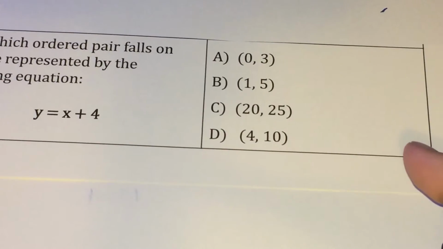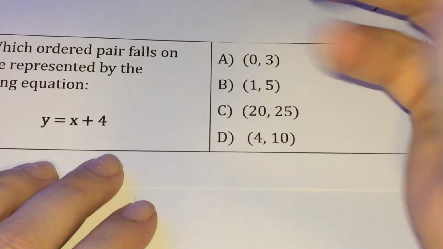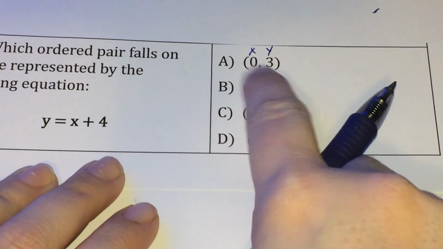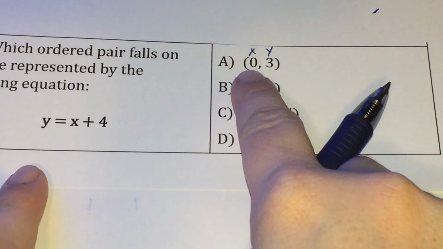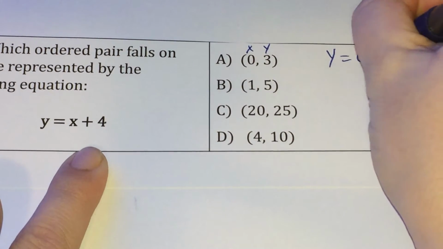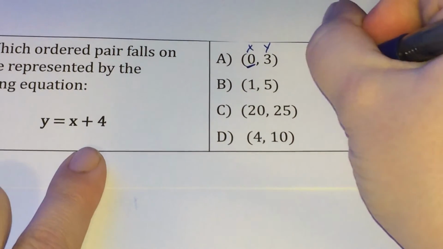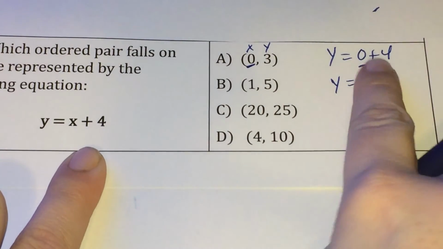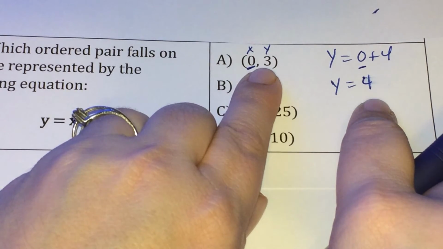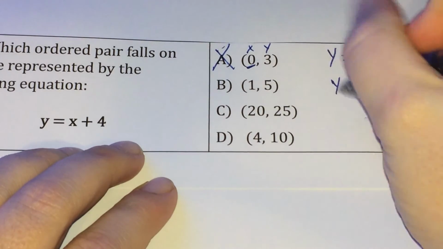And last one. Which ordered pair falls on the line represented by the following equation? This one looks confusing because we've never done one like this before, but it's actually super easy. We've got our x and our y coordinates. We're going to plug in our x and see if we get the correct y. Y equals 0 plus 4. And when I do this, I have y equals 4. But here it says my ordered pair should be 3. So this ordered pair would not fall on the line because it's not giving me the correct y.